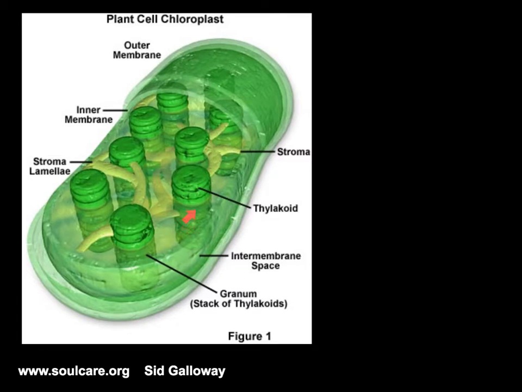The grana, which is the whole stack. Now, each one is a thylakoid, but the whole stack is known as a grana. And then the inner membrane space is a double membrane that partitions its content and keeps it from the cytoplasm or the cytosol.